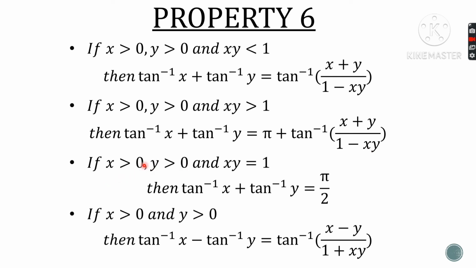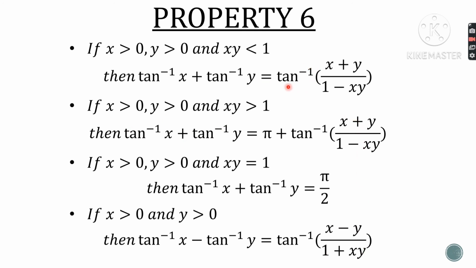What will happen when both x and y are positive but product xy is equal to 1? In that case, what will you get? Tan inverse x plus tan inverse y is equal to pi by 2. And if x greater than 0, y greater than 0, then tan inverse of x minus tan inverse of y, you can write as tan inverse of x minus y upon 1 plus xy.